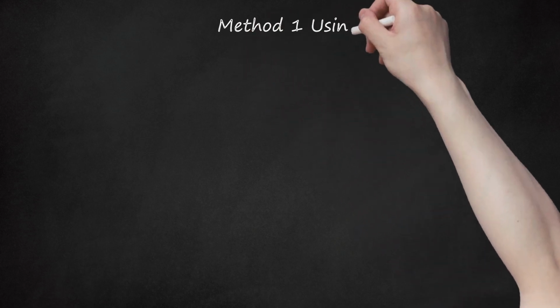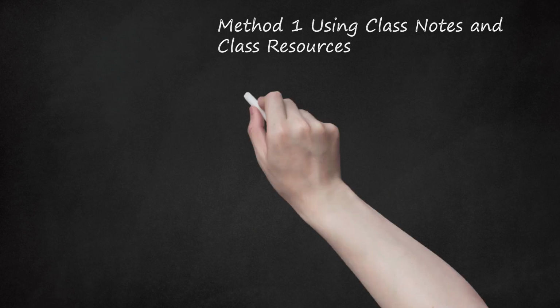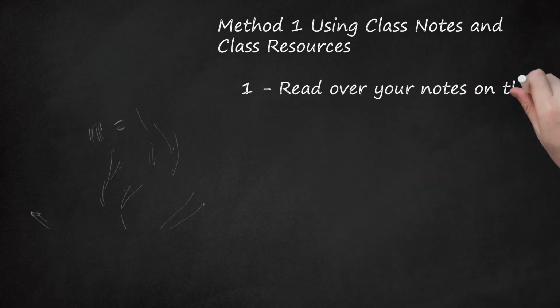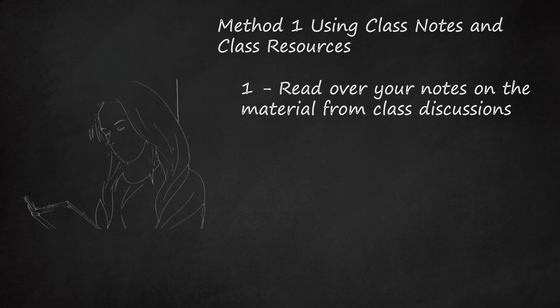Method 1. Using class notes and class resources. 1. Read over your notes on the material from class discussions. Many literature courses will hold class discussions on key topics or themes in the assigned text. If you took notes during these discussions, refer to them to help you study for the literature exam.